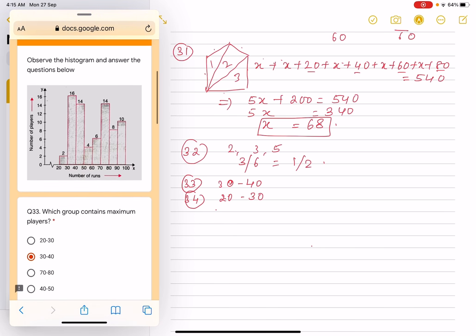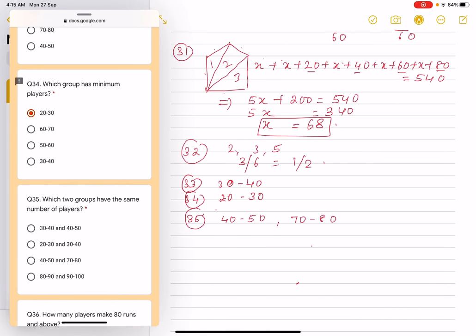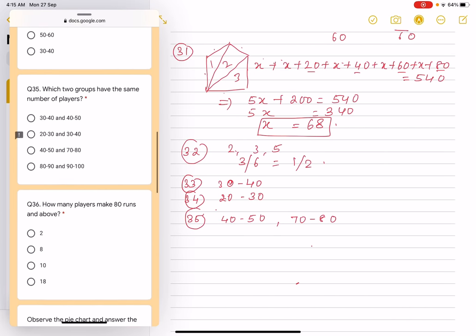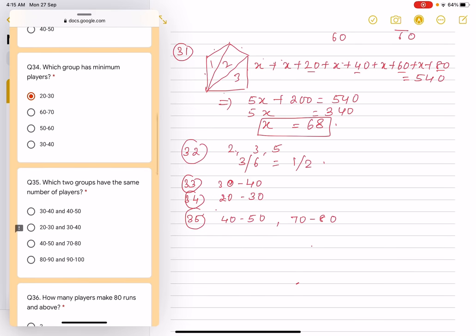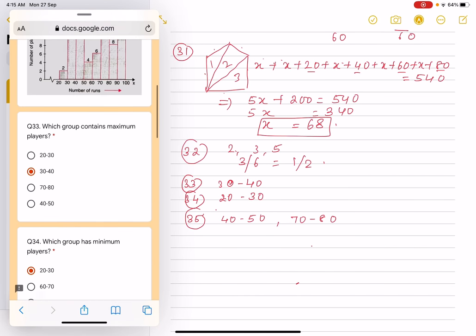Which have the same number of players? Again we come to the graph and check which have the same players. We see 14 and 14 are there, but what are the class intervals? It is 40 to 50 and 70 to 80. See the graph. We have to read the graph. So check the options. C option is correct.